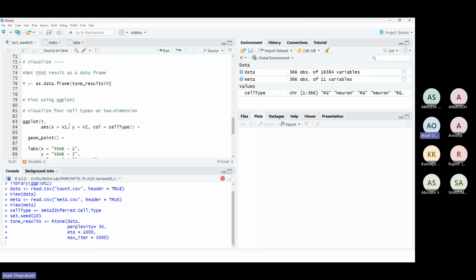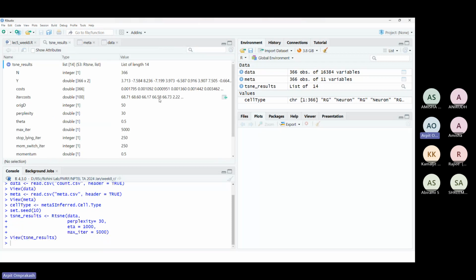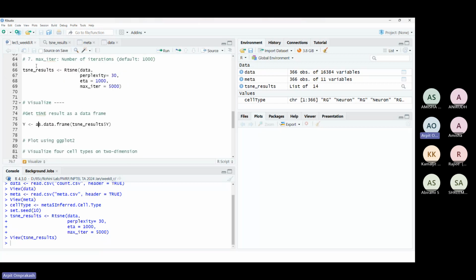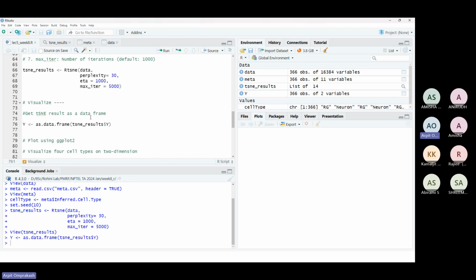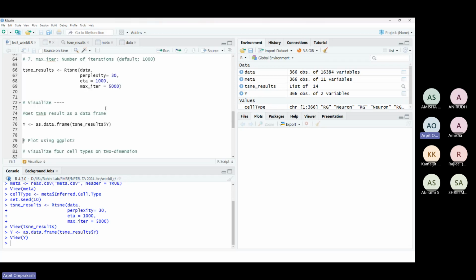And basically visualize the cell types in 2 dimensions. So we got it. So TSNE results has a lot of different things, right? So we'll first convert it into a data frame. So y is equal to as.data.frame(TSNE_results$y). So y is basically the thing that we are interested in, the reduction. If I see y, y has two columns, V1 and V2, which represent the lower dimensions.